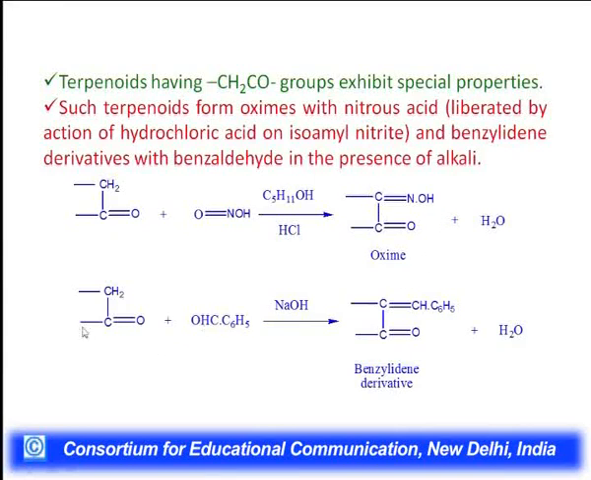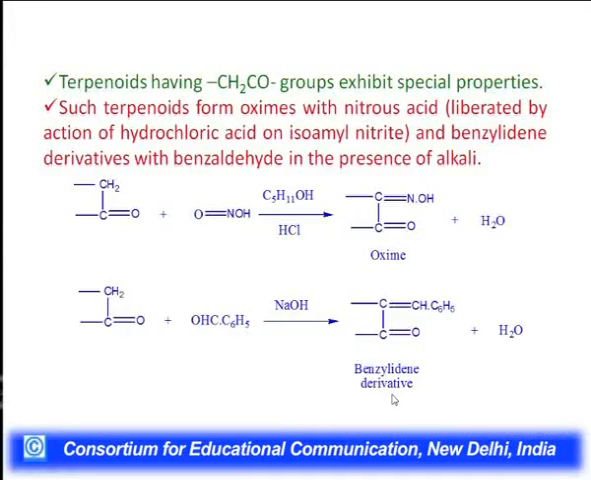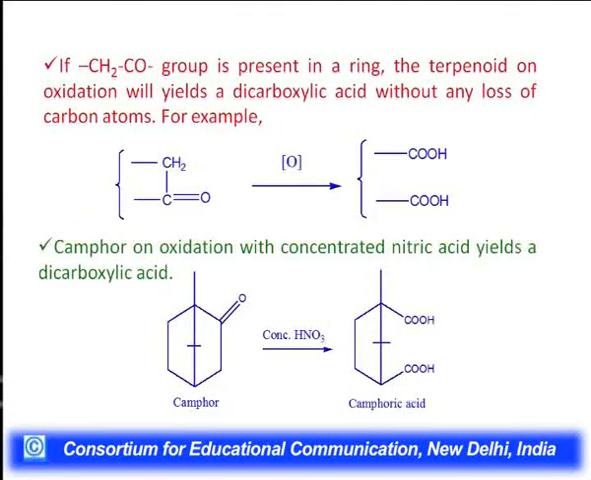And if we are again having this kind of moiety in the structure, it can also react with the benzaldehyde to give the benzylidene derivative. If these kind of derivatives are obtained by the reaction with these reagents, then we can say that it contains this CH2CO group in that structure. If this CH2CO group is present in the ring, the terpenoid on oxidation will yield a dicarboxylic acid without any loss of the carbon atom.